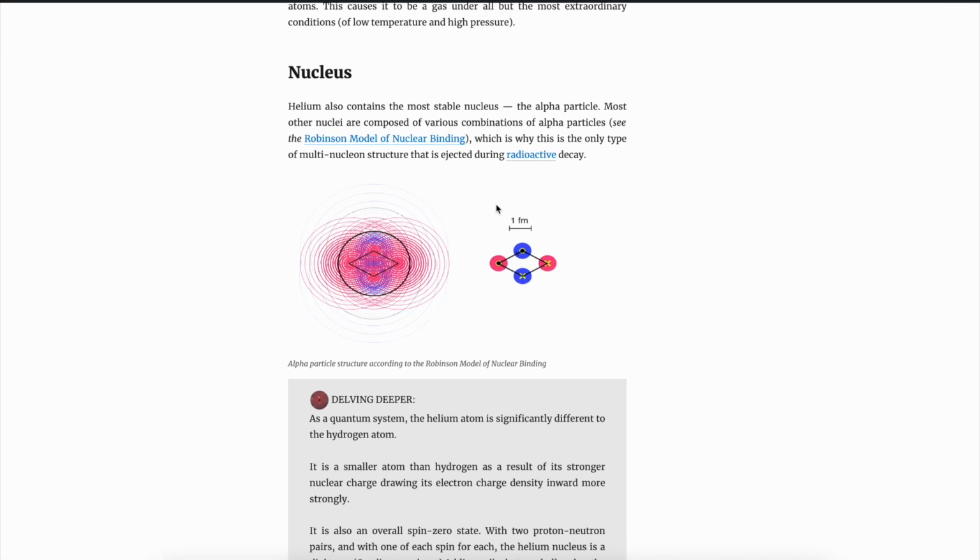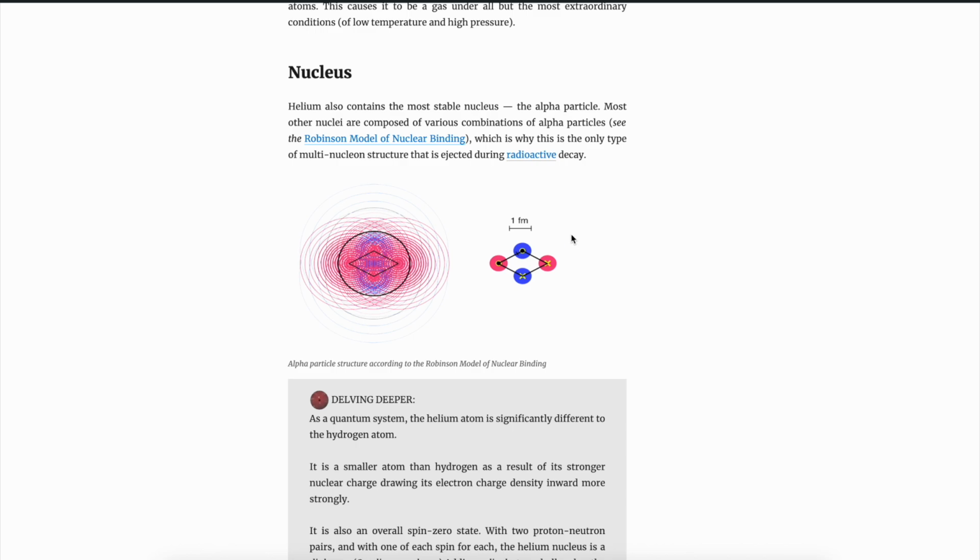This diagram represents the nucleus of the helium atom according to the Robinson model of nuclear binding, which I highly recommend that you look at. It is the most intuitive and clear explanation I've ever come across for how it is that protons and neutrons can bond to make a nucleus, given that protons are positive and neutrons are neutral. They shouldn't be able to bind, but yet they do, and the Robinson model explains it in a beautiful way. So this would be the nucleus of the helium atom.